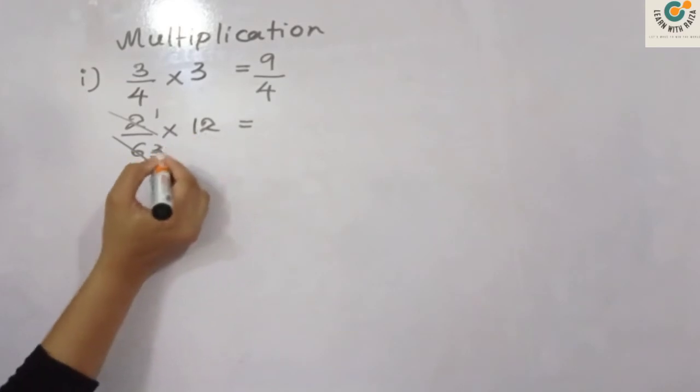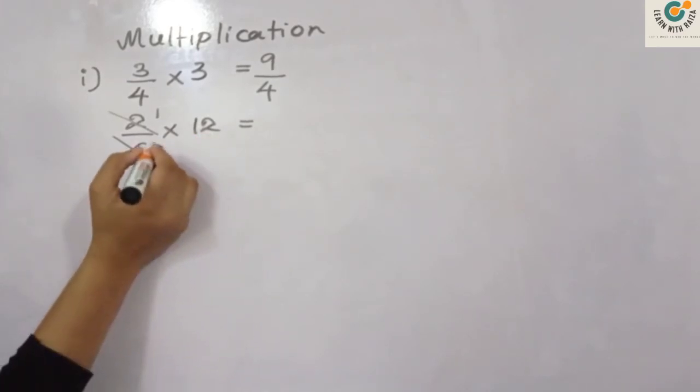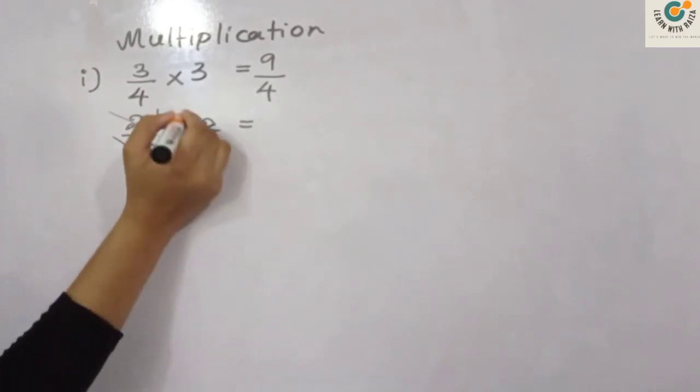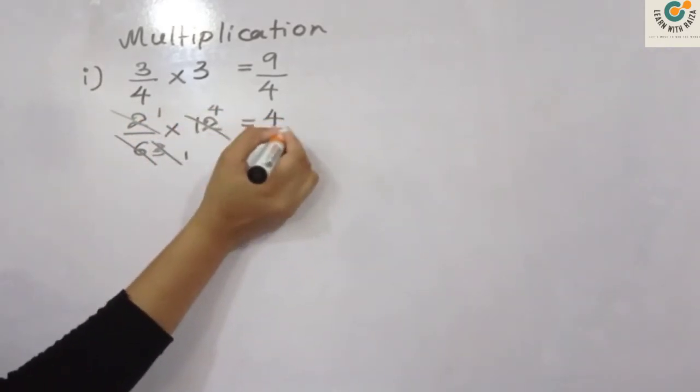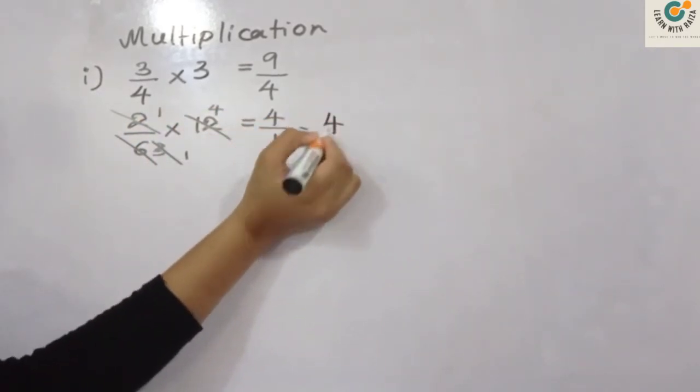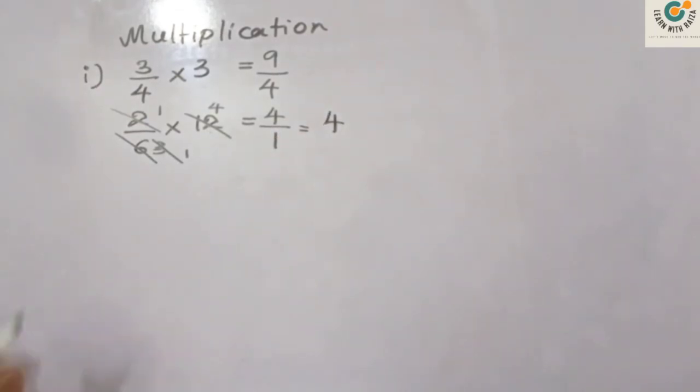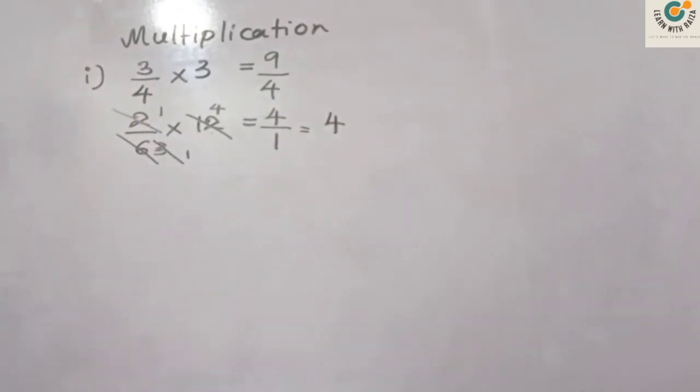Then I am checking whether I can divide these two. Yes, I can. 3 divided by 3, 1. 12 divided by 3, 4. Final answer will be 4 over 1, which is equal to 4. This is called multiplication of a fraction by a whole number.